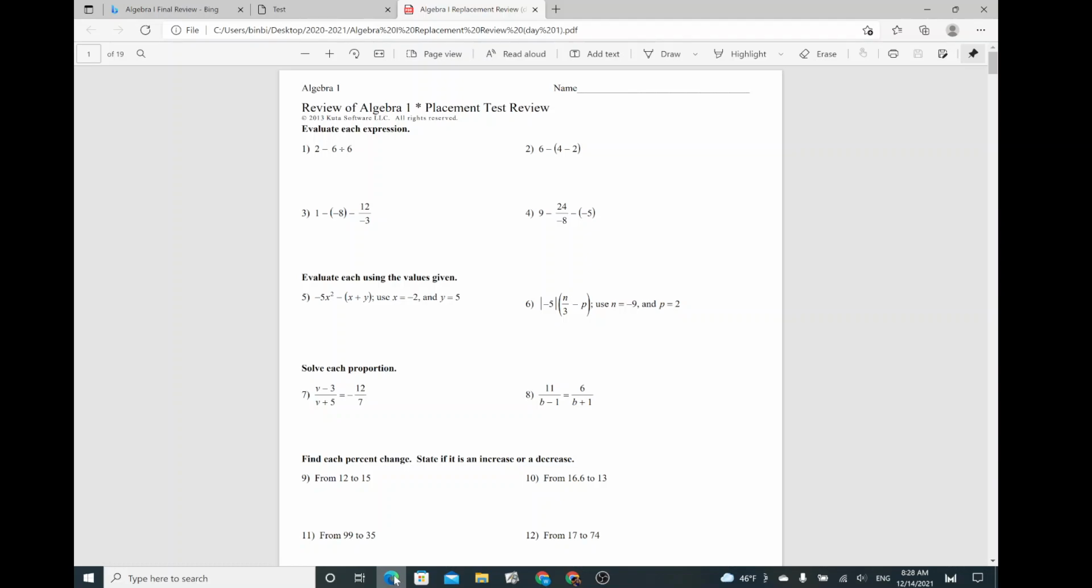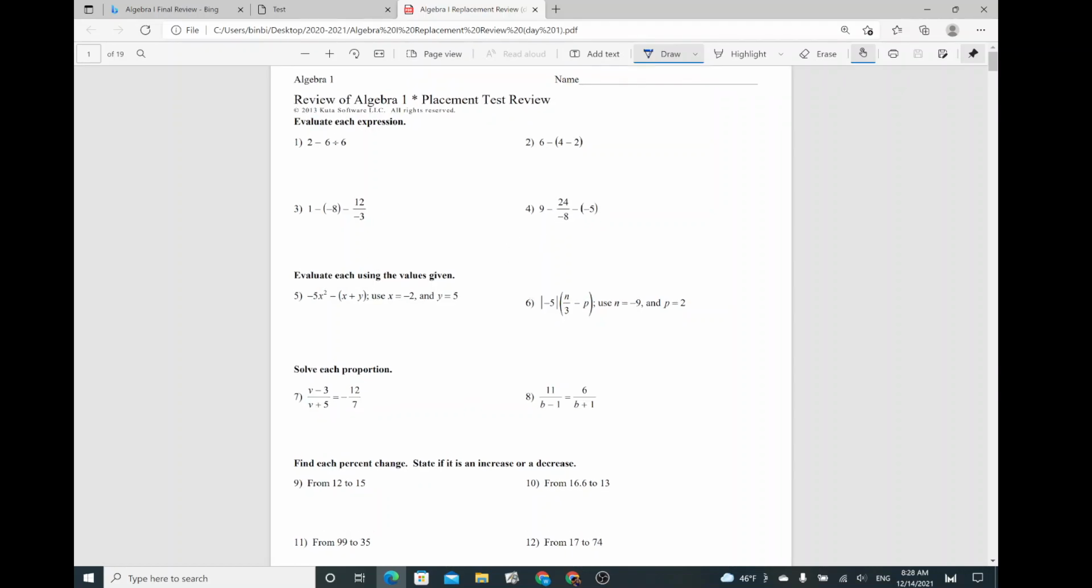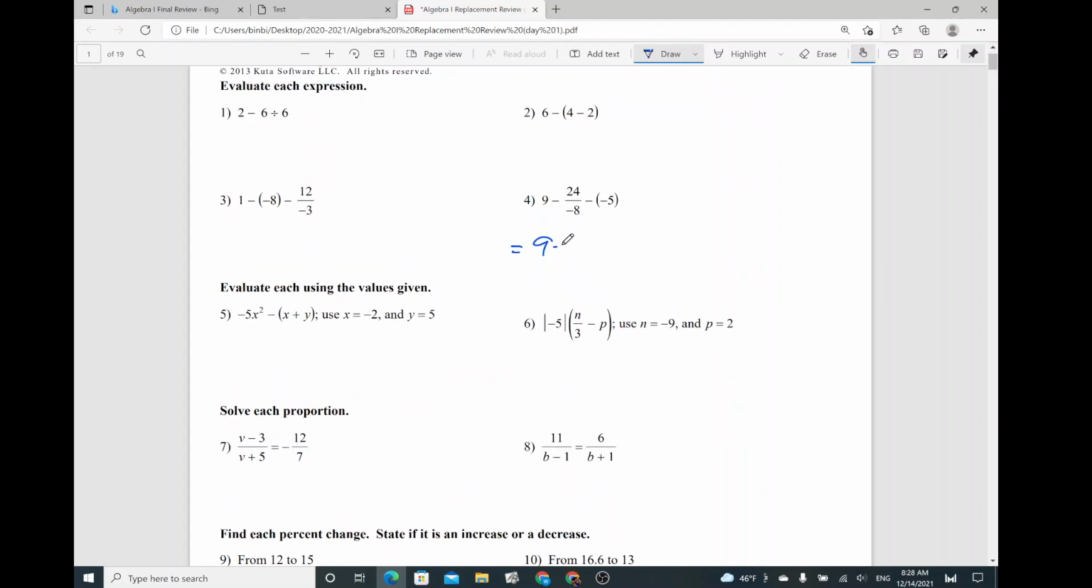So let's say that we're doing number 4 here, the one that looks a little bit complicated. We have integers, fractions, negative sign changes, things like that. Anytime you see negative, negative, always convert that to its positive. So this one could be written as 9 plus 24 over 8, and then plus 5. Always, if you see two negative signs appearing at the same time, you want to change that to its positive. So 9 plus 5, that's 14, and then 24 divided by 8, which is 3. So 14 plus 3 is 17.